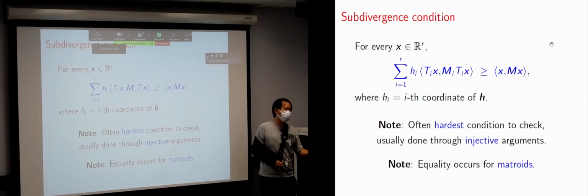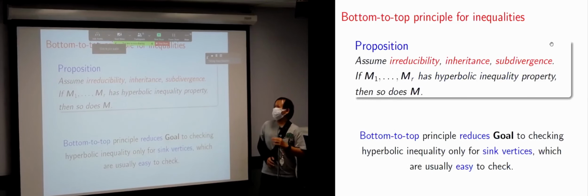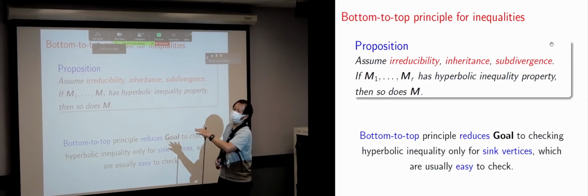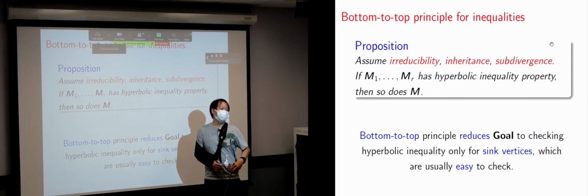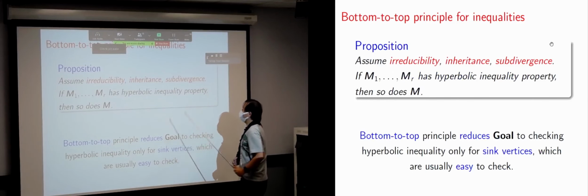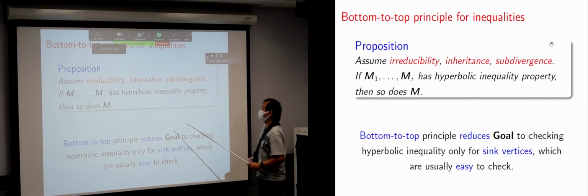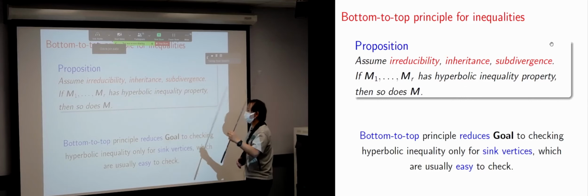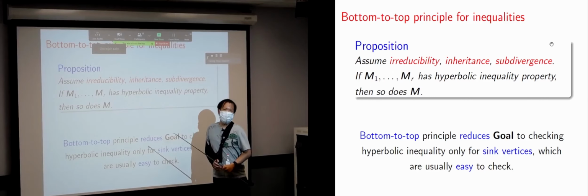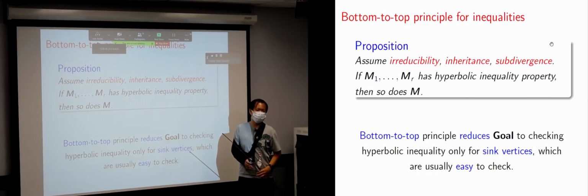Usually we spend some time to check them. But now, suppose that we're already done with checking all these conditions. Then here comes the fun part. Suppose that you know that all of the children, M1, M2 and so on, have the hyperbolic inequality property. We have this bottom-to-top principle, which says that the parent, M, will also have the hyperbolic inequality property.